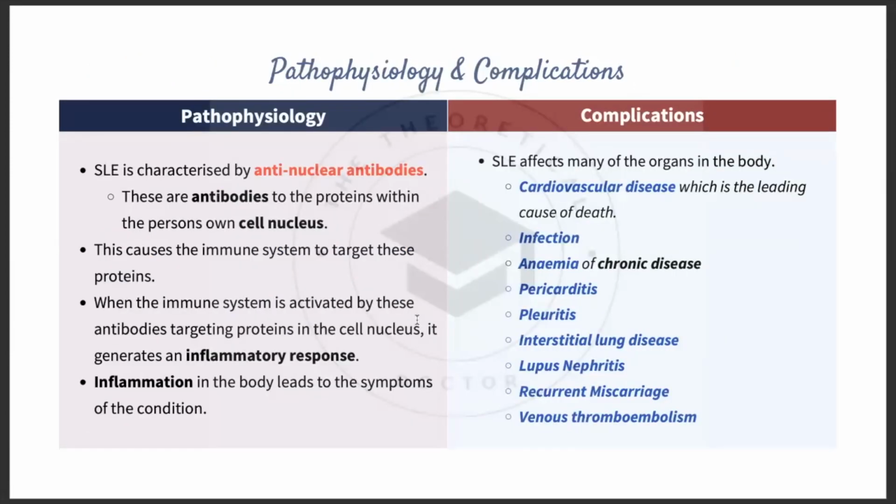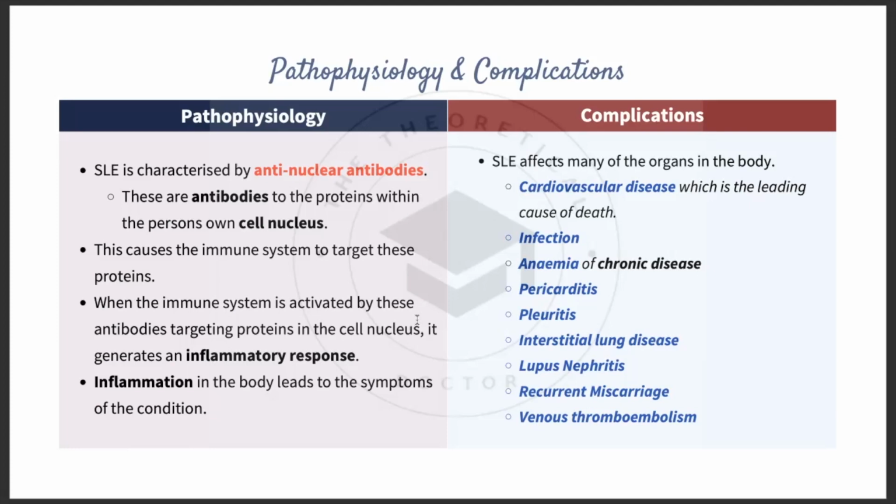The pathophysiology, basically how the disease occurs, as well as the complications associated with this disease. Pathophysiology. SLE is characterized by anti-nuclear antibodies. So these antibodies attack the proteins within the person's own cell nucleus, and this will cause the immune system to target these proteins. So the immune system is activated by these antibodies targeting proteins in the cell nucleus itself, and this will generate an inflammatory response, and inflammation in the whole body leads to symptoms of this condition. And remember, it's a relapsing remitting course. It will come and go, come in bouts of attack, and then there is chronic, meaning long-term inflammation.